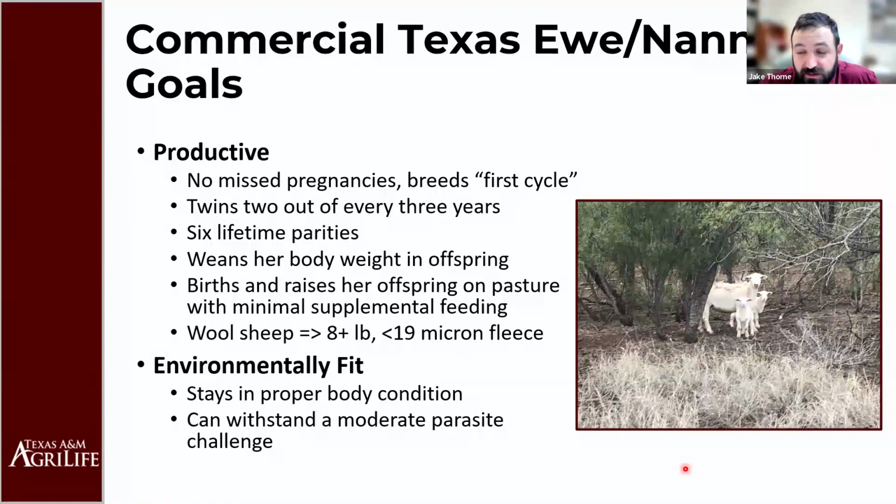I'd like twins 2 out of every 3 years and 6 lifetime parities. So what goes into that is some longevity, absolutely, in those females, but also some fecundity, some prolificacy, in being able to get bred up early and to have at least twins 4 out of those 6 years. I like those females to wean their body weight in offspring. And so that's certainly going to be more possible for ewes that have twins.